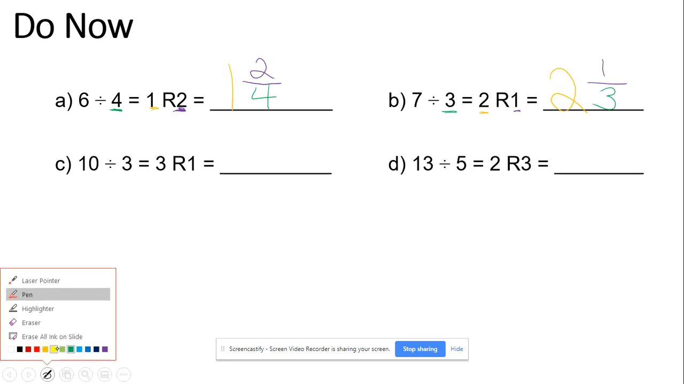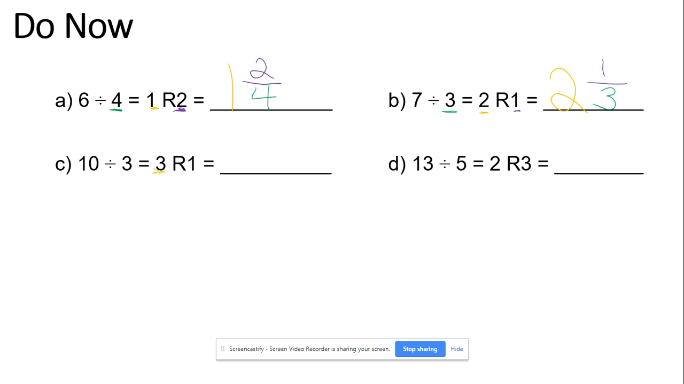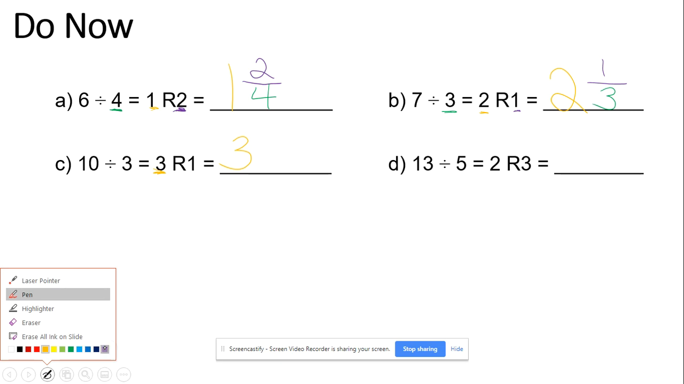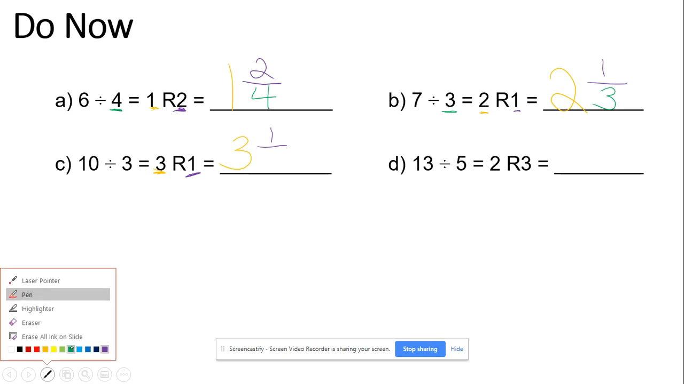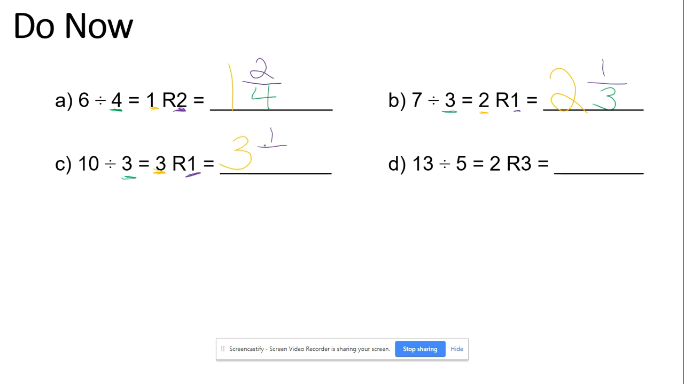Let's try it with C. We can see that our whole number, 3 remainder 1, our whole number is 3. We notice that our remainder is 1, so that's going to be our numerator. And the number that we divided by, also known as our divisor, is 3. So our answer is 3 and 1/3.